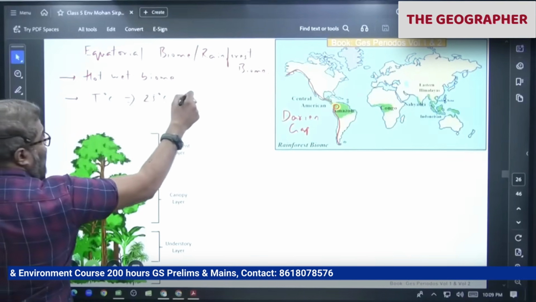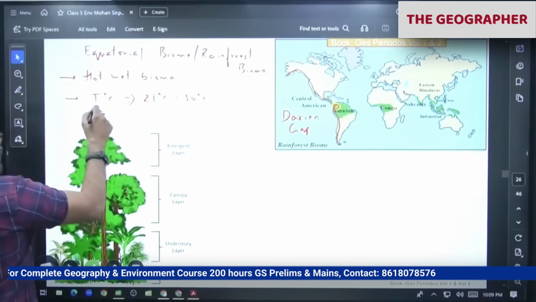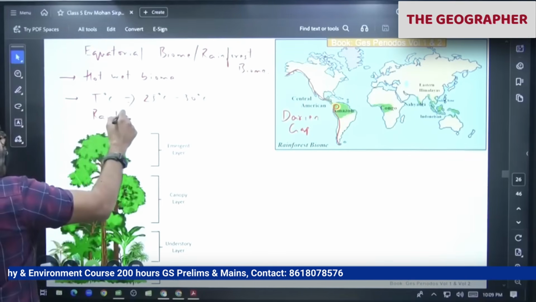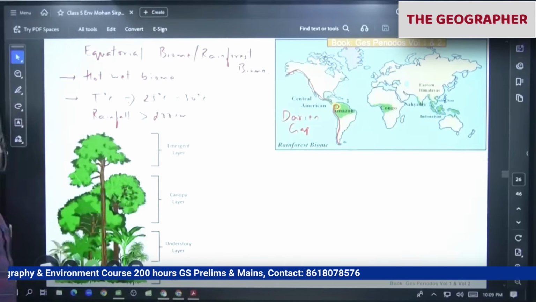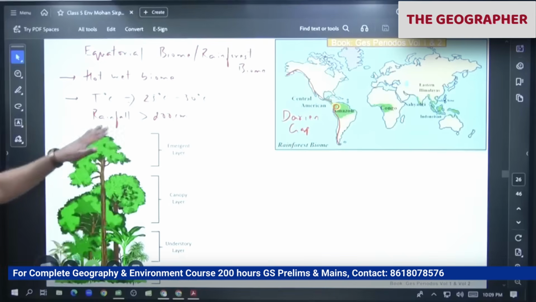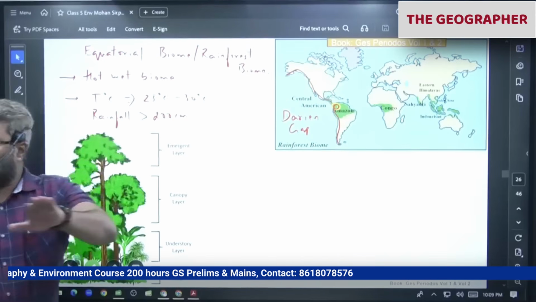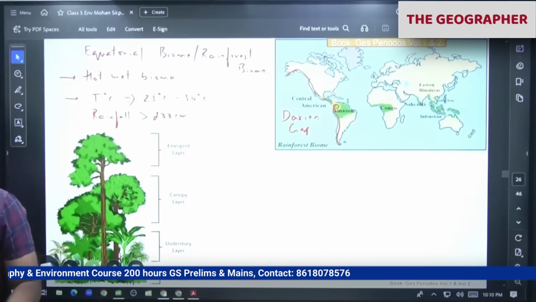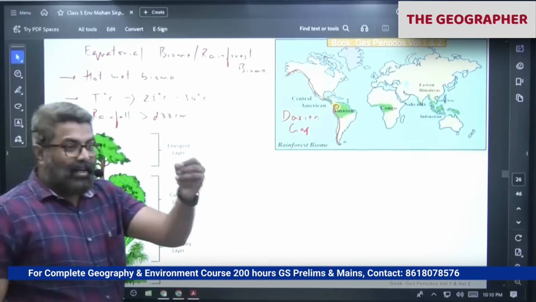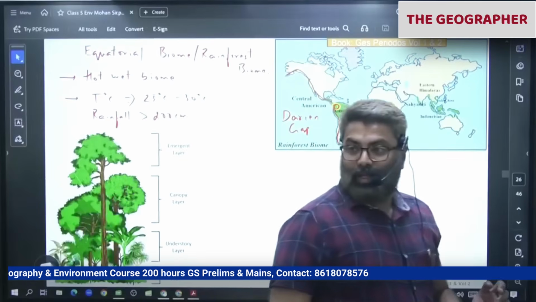25 degrees Celsius to 30 degrees Celsius. Rainfall is very high, more than 200 centimeter per annum. Throughout the year, temperatures are like this. There is no winter here. The equator doesn't experience winter. You got it? Throughout the year, day and night, it is warm and humid.